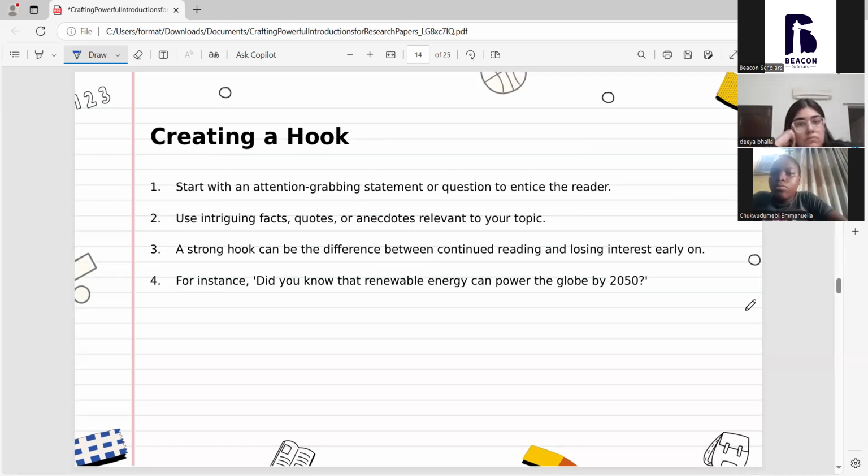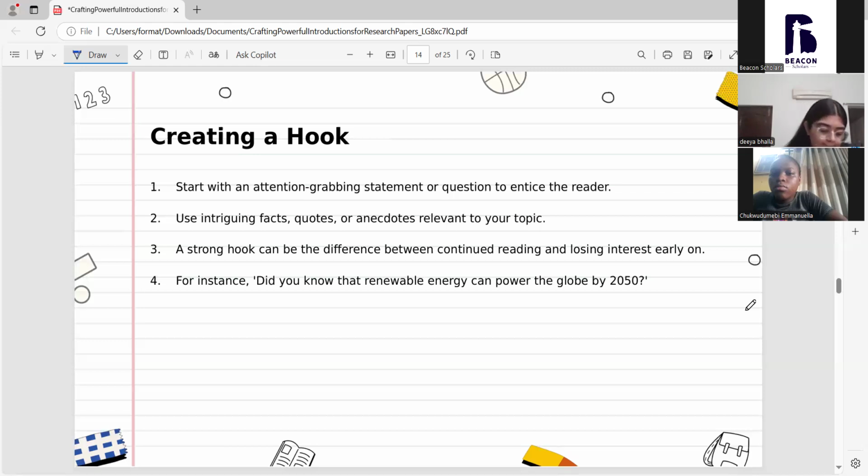So the hook will be the first sentence in your introduction. Basically, it will not be like your essays in your college admissions or something like that. It will be a formal sentence. Okay, provide a specific or a scientific concept to make the readers hoping to complete reading your research paper. So you can start with an attention-grabbing statement or question to grab your reader's interest. Also, you can use facts, quotes, or anecdotes relevant to your topic.